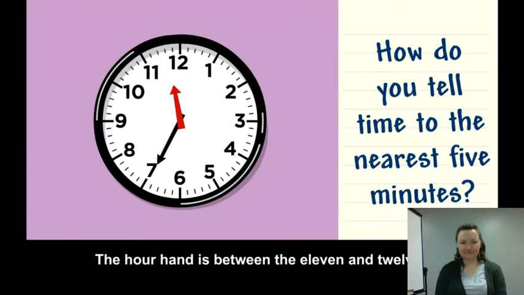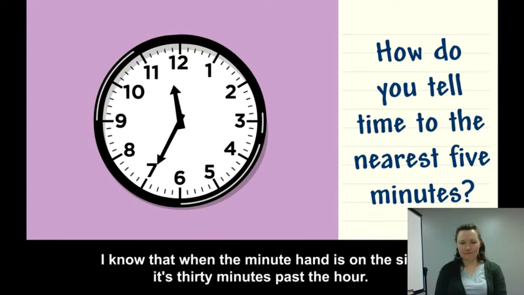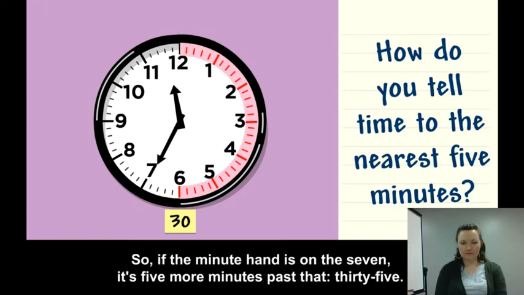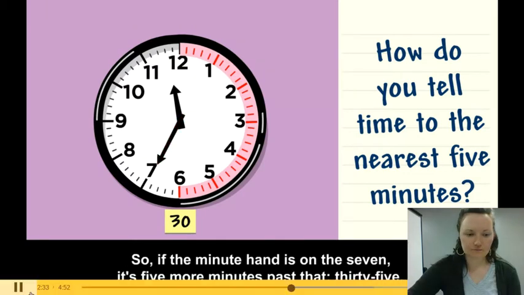What time does Dell do his thrilling dance? The hour hand is between the 11 and 12. The minute hand is on the 7. I know that when the minute hand is on the 6, it's 30 minutes past the hour. So if the minute hand is on the 7, it's 5 more minutes past that.